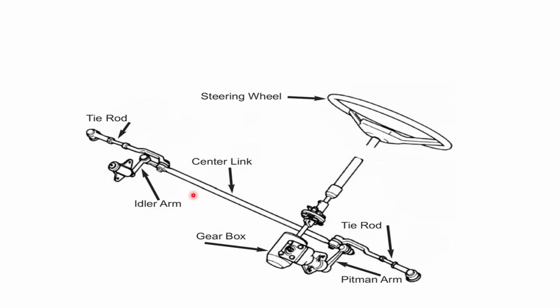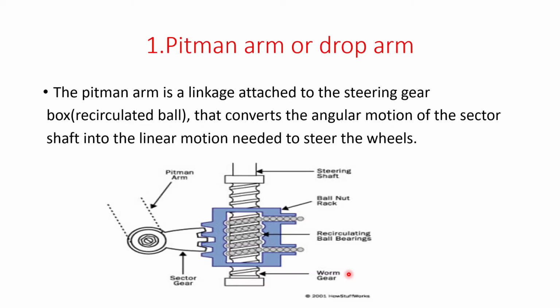You can see another figure here. Here also you can see this one is the steering wheel, and then the steering column and steering shaft. This angular motion of the steering wheel will be converted into linear motion in the center link or drag link with the help of the gearbox and pitman mechanism. And this one is the first component of the steering system.